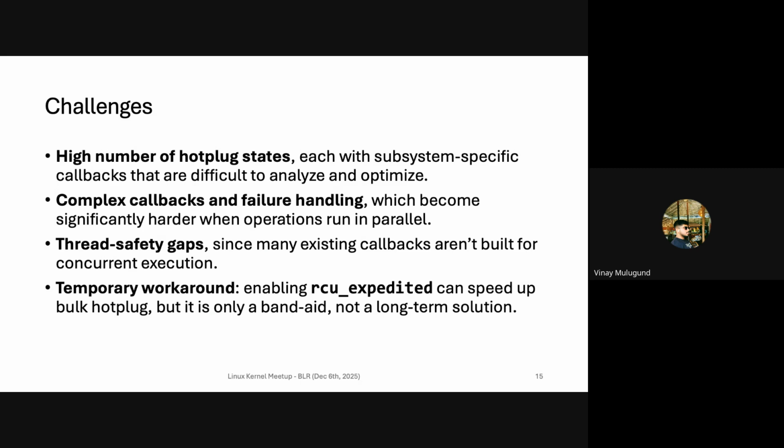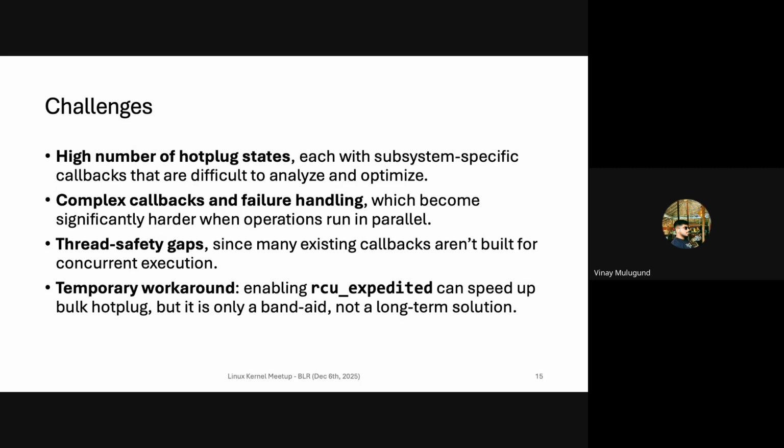So a temporary workaround that I also wanted to talk about is, if you want to do a bulk CPU hotplug, enable system-wide RCU expedited mode, then perform the bulk hotplug and then disable it, so that for those 5 seconds of duration we are able to finish the hotplug operation faster instead of waiting for 25 minutes. Definitely it is a workaround, and it's not a long-term solution. The long-term solution would be to fix this issue and make CPU hotplug parallel.